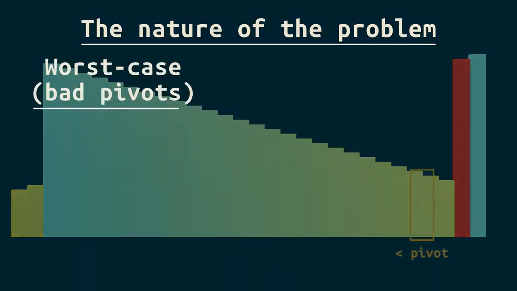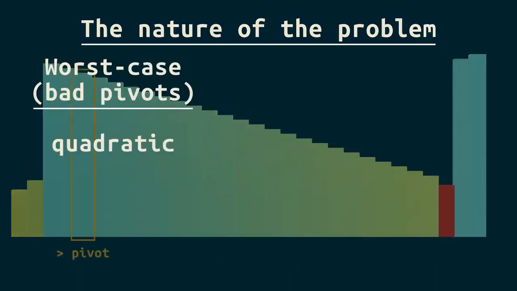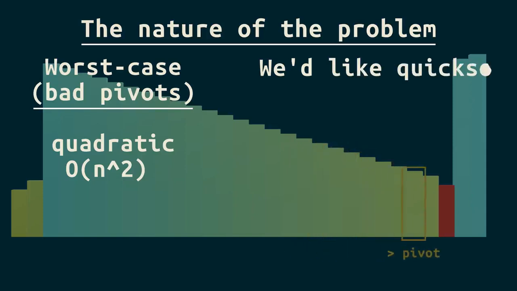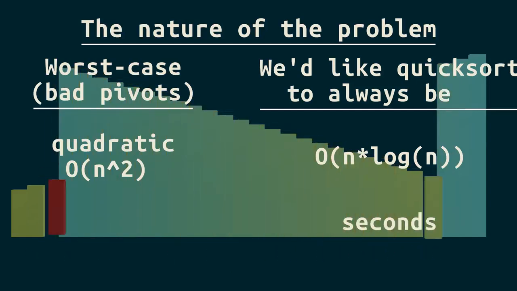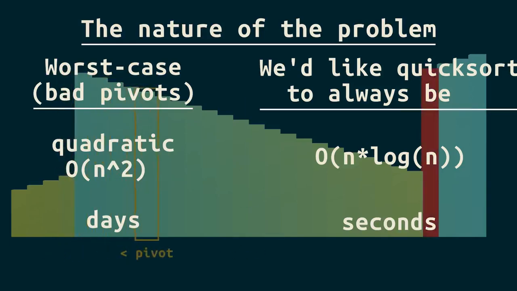Specifically, the worst case will be quadratic runtime, O of n squared, whereas we'd like our quicksort to always be O of n log n. And the difference between O of n log n and O of n squared can be the difference between seconds and days. So is it possible to ensure we avoid this and get this?